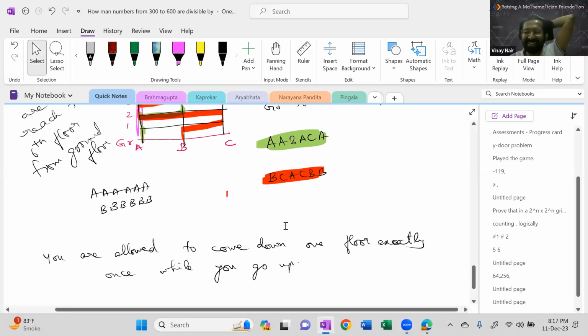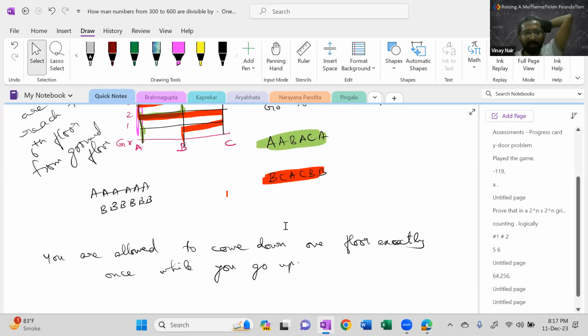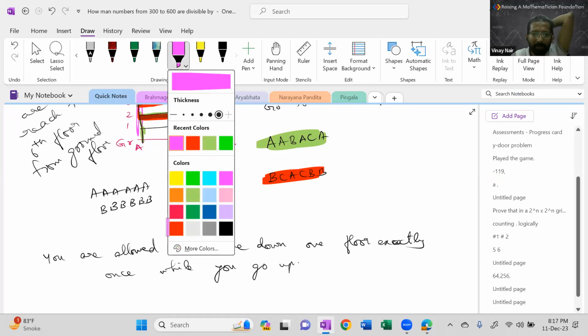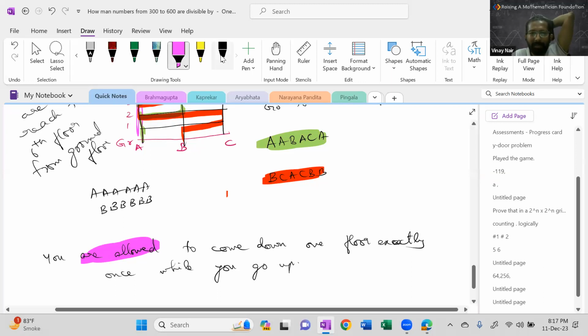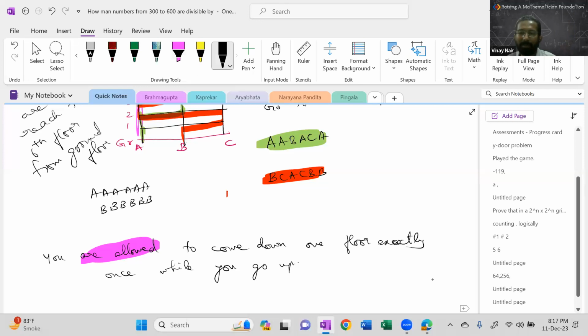I think that's an excellent question that you are asking, Shayan. So what is given here is you are allowed to come down one floor exactly once while you go up. What does this mean? Johan, what does this mean? It means that if you want to, you can go down, but it's not strictly necessary. Exactly. So what is the mathematical condition that we are using here?